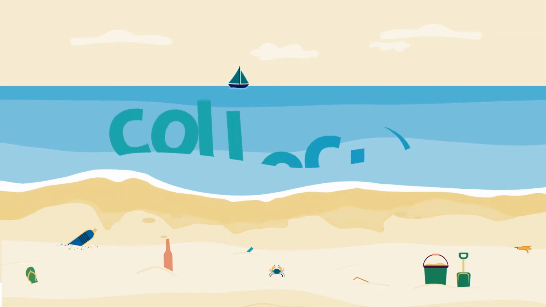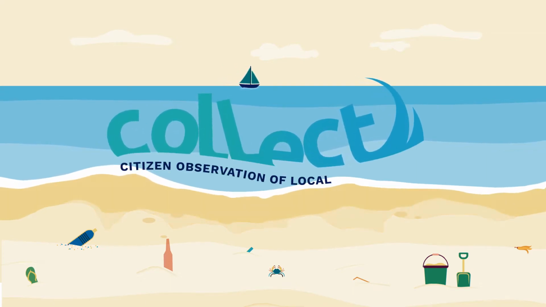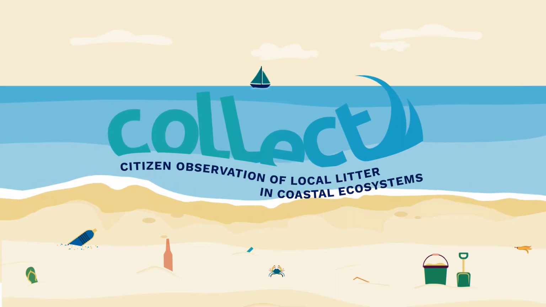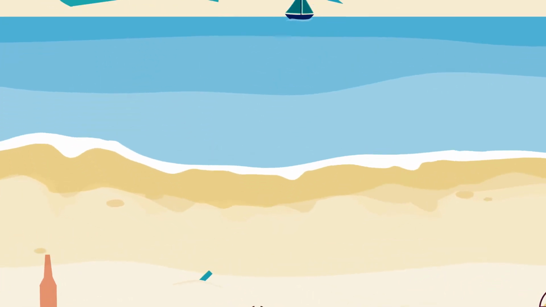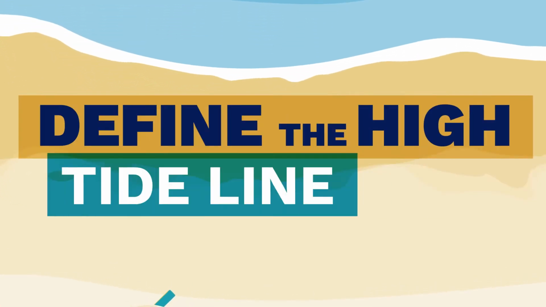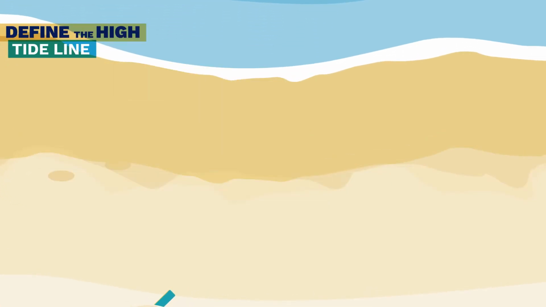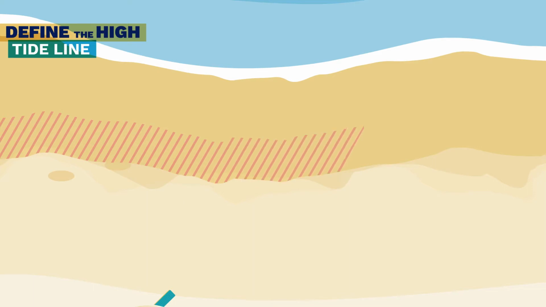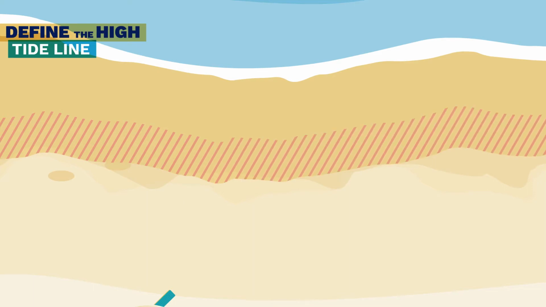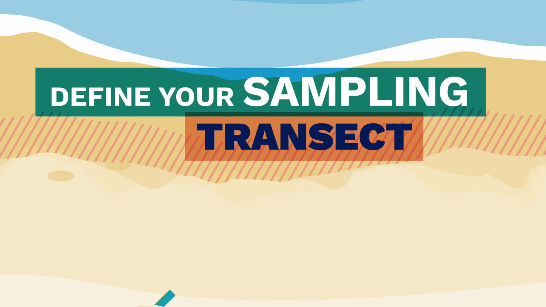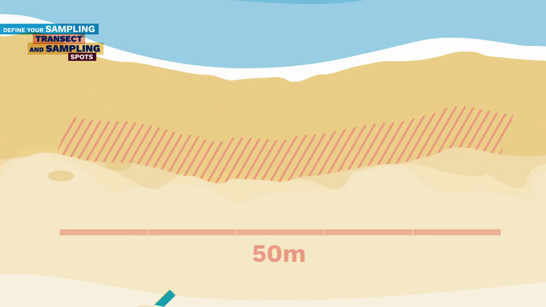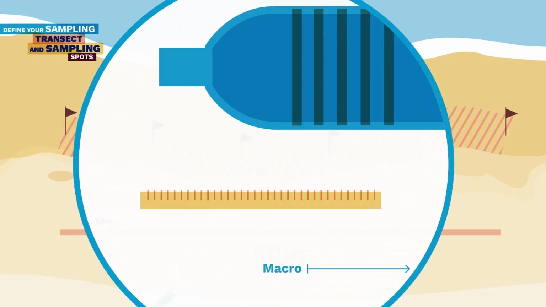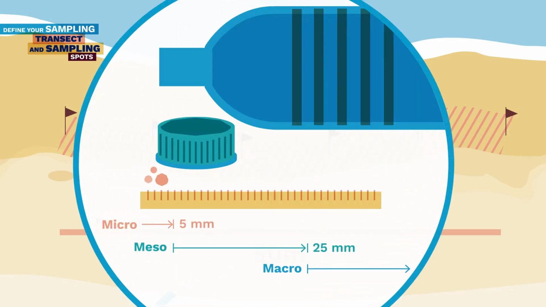Welcome, citizen scientist. We will now guide you through your quest to collect and analyze plastics from sandy beaches. Begin by identifying the most recent high tide line as the sampling site. Define your sampling transect and the 6 spots where you will be sampling macro, meso, and microplastics.